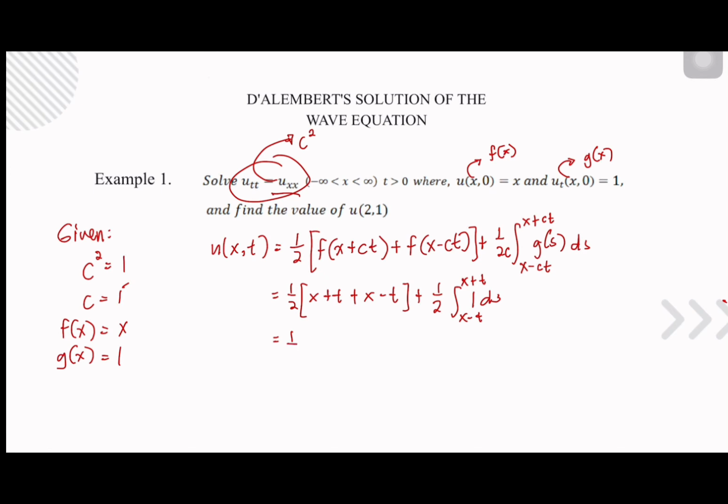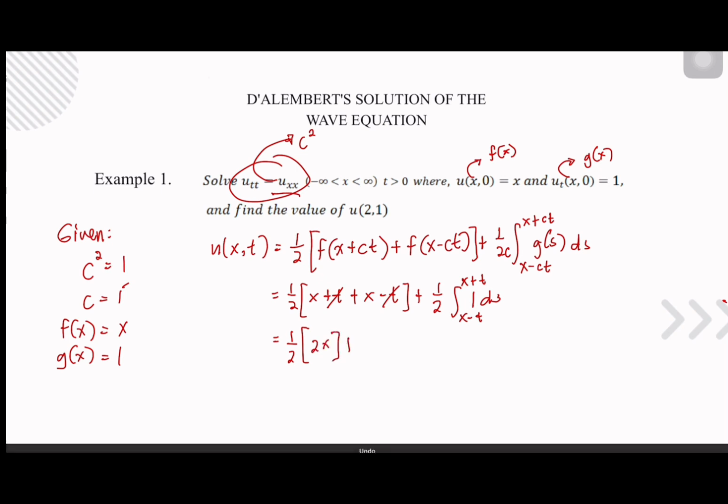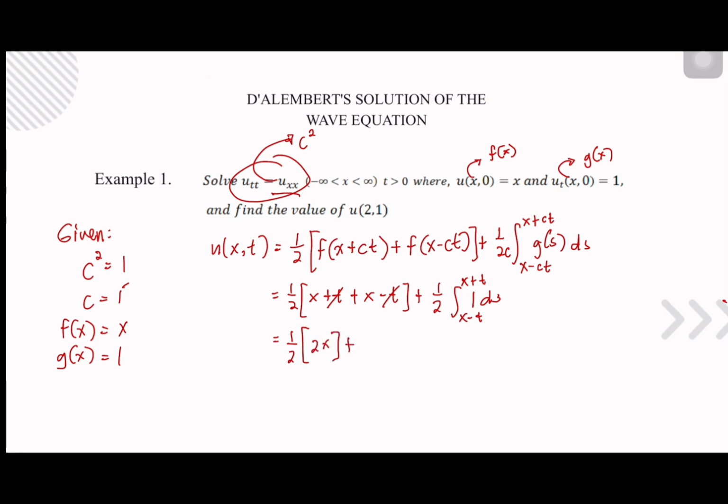To simplify the equation, 1 half, the 2 will be cancelled out, so we will be left with 2x, or 2x plus 1 half of the integral of 1, which is s, evaluated from x minus t to x plus t, equals, to cancel out the 2, we will be left with x plus 1 half of x plus t minus x minus t.